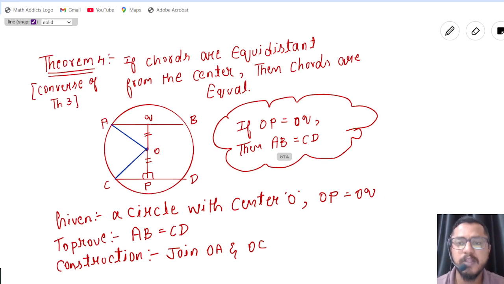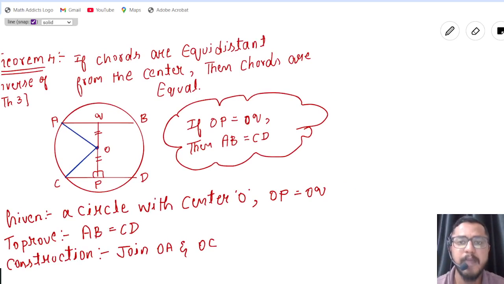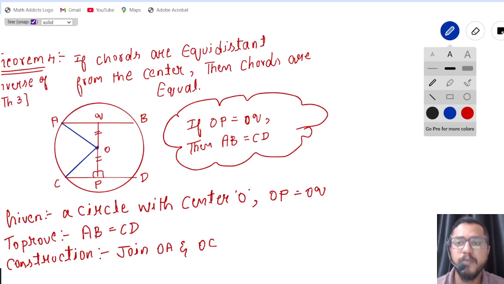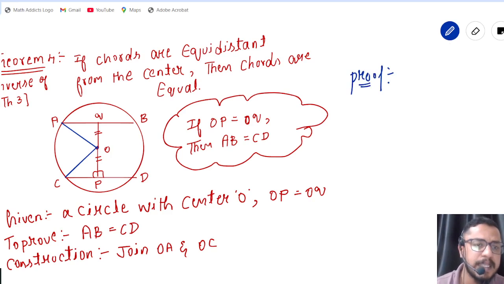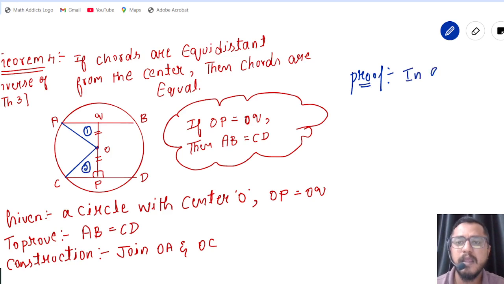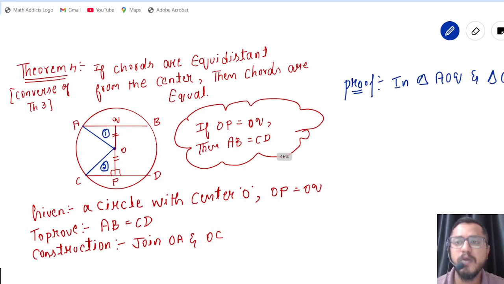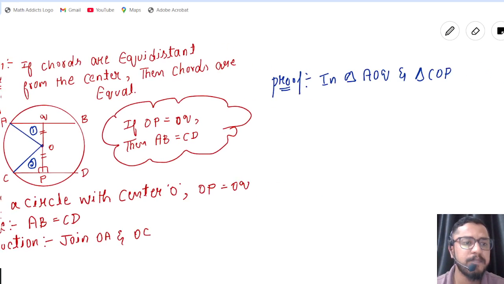I'll write the proof on the right side so that you can refer to the diagram as well. So let us move on to the proof. What's the first step? For which two triangles do I have to prove the congruency? Same. In triangle AOQ and triangle COP.